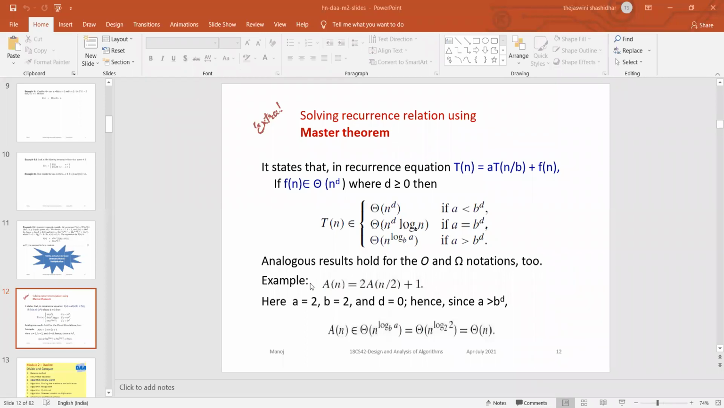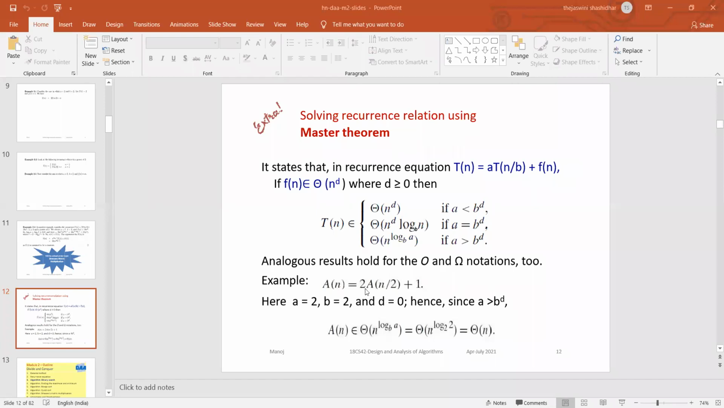Okay, so now you come to the example. They will give you the equation, and you have to give the order using the master theorem. The equation is T(n) = 2T(n/2) + 1. So for this problem, what is a? a is 2. In place of T, you have a, n by b, where n remains the same. What is b? It is 2, plus f(n), which is 1.